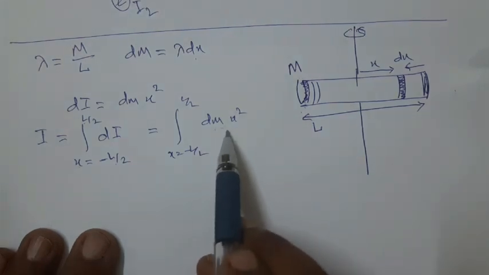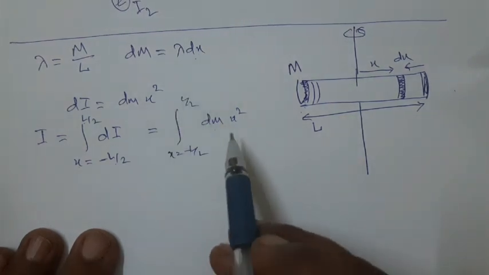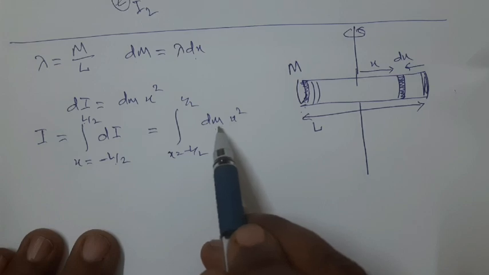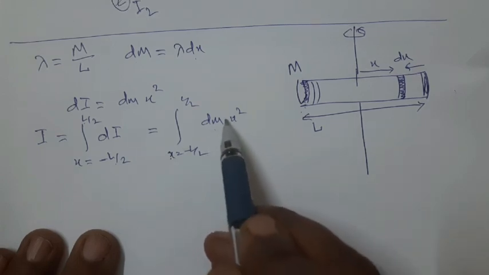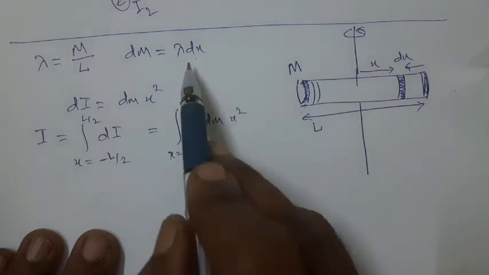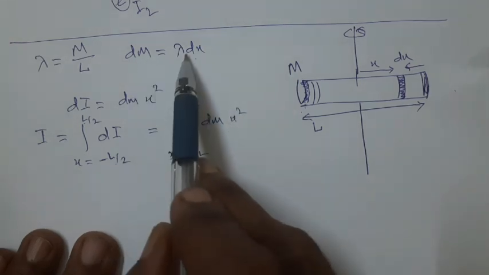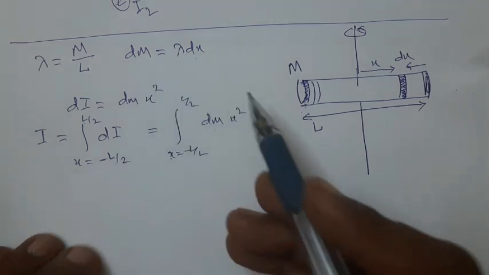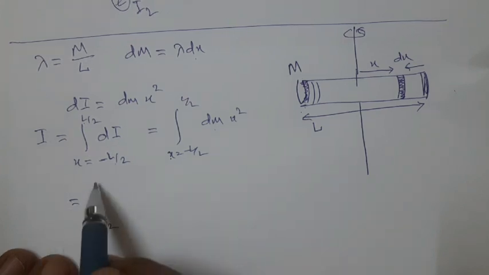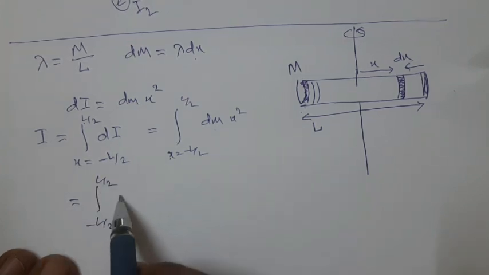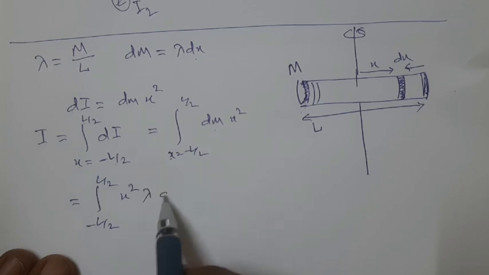But what is dm? dm is lambda into dx, because I cannot integrate over dm over m. Integration is over x, and hence I will have to convert the variable m to x, and for that the formula is there with us. It is dm equal to lambda into dx. Hence I can write it is integration from minus L by 2 to L by 2 of x square lambda dx.